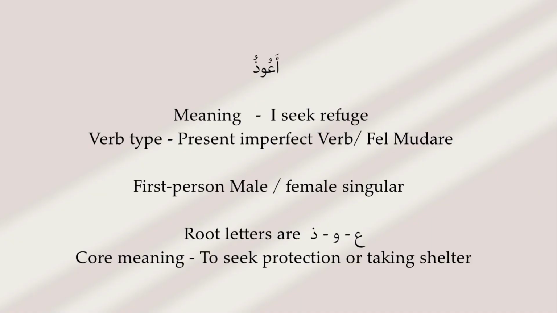Now, let's geek out on some basic Arabic morphology, how words are actually born. In Arabic, almost every single word is born from a three-letter DNA strand called a root. The root for a'udhu is ayin, waw, dhal. Together, the root ayin, waw, dhal carries the core meaning of seeking protection or taking shelter. You can find the core meaning of any root letters from the Arabic dictionary.